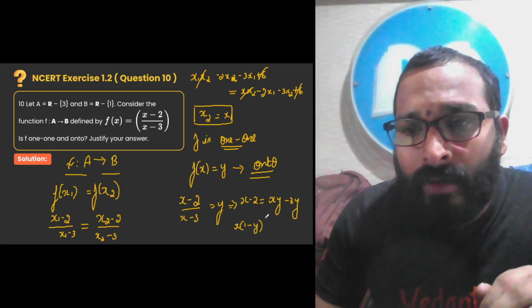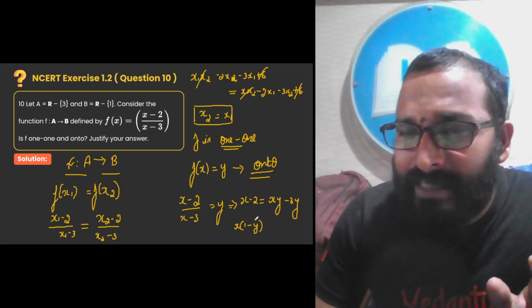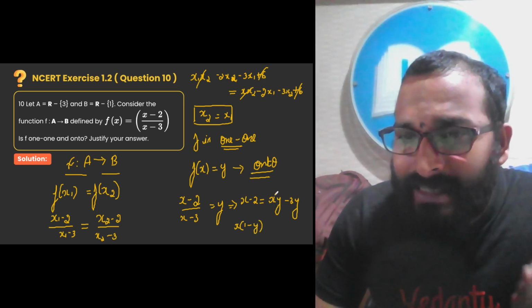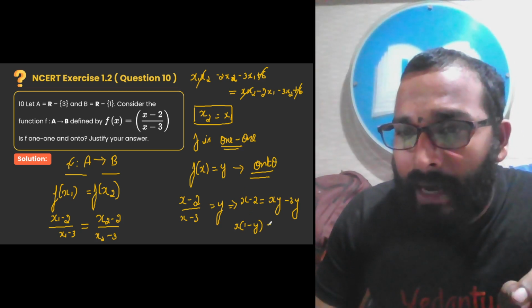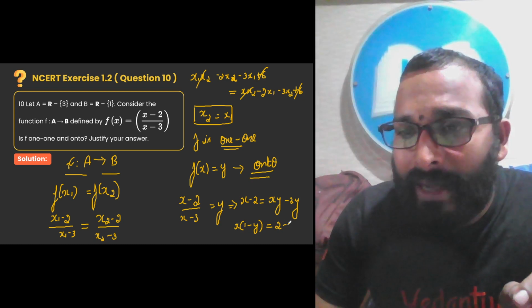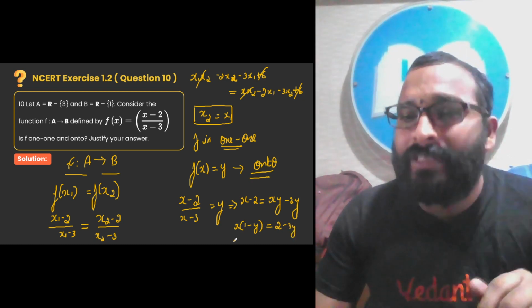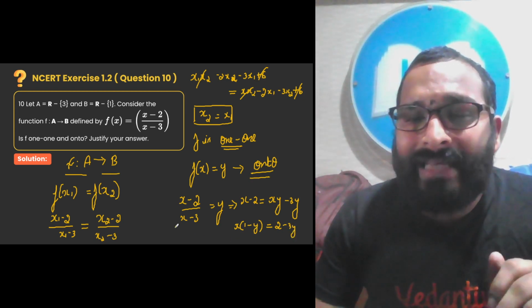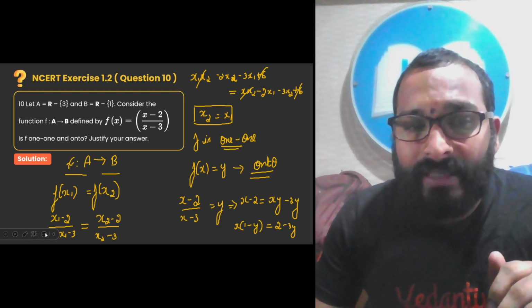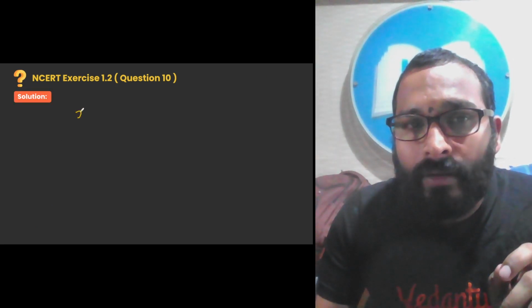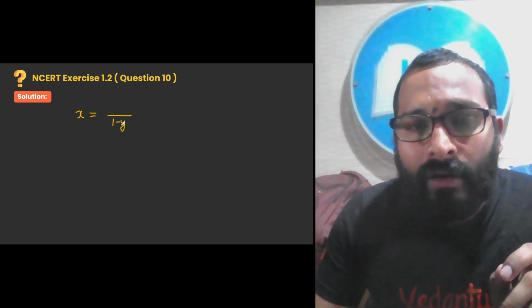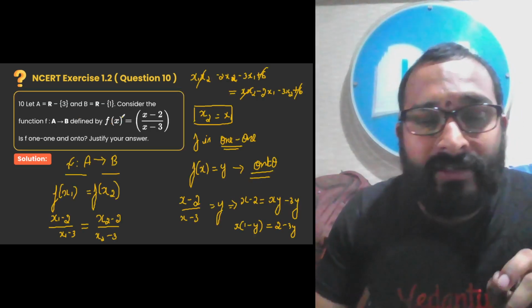True, children? Because you take xy to the other side, it becomes minus xy. So from x and xy, if you take one x common, it becomes 1 minus y, and on the other side we have 2 minus 3y. So just observe here, what can be written as x now, children? X can be written as 1 minus y in the denominator, and what do you have in the numerator? 2 minus 3y, right, children? You have 2 minus 3y in the numerator.